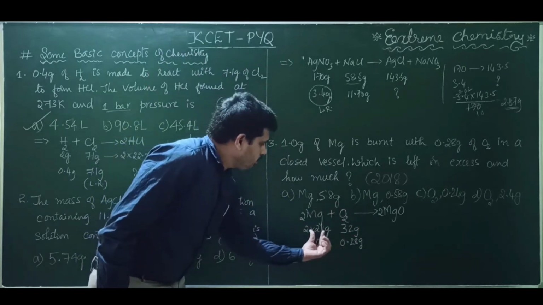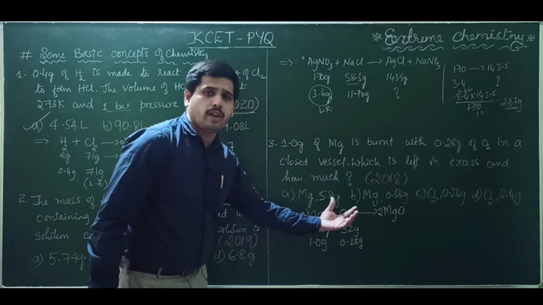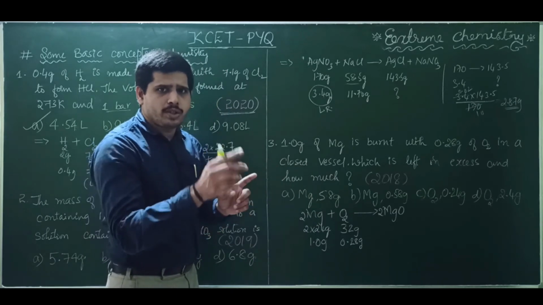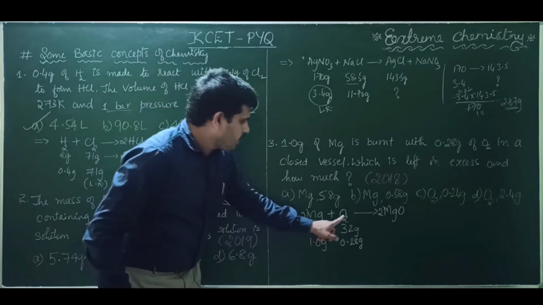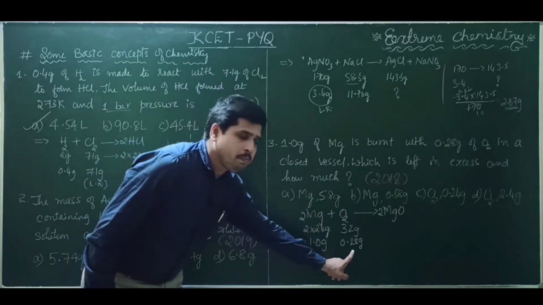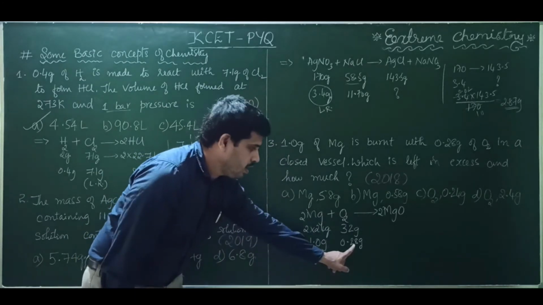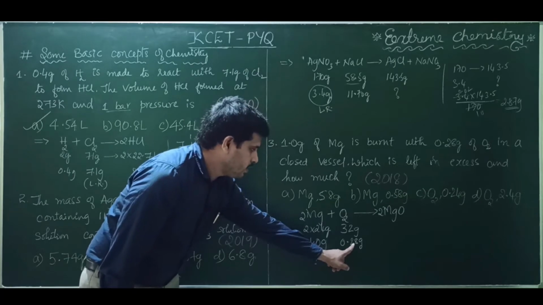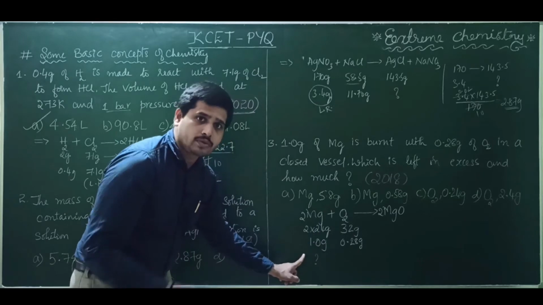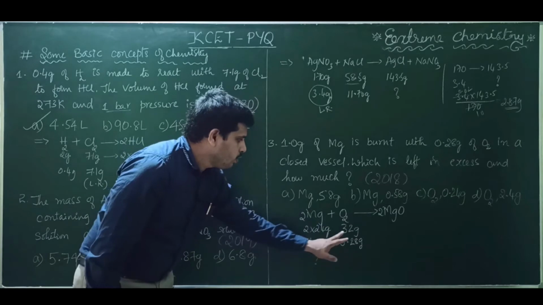Now you observe here 48 gram consumes 32 gram. So what is the ratio between magnesium and oxygen? 48 and 32 divided by 16, isn't it? 3:2, that is 1.5:1. So for every 1 gram of oxygen you require 1.5 gram of magnesium. So 0.28 gram requires how much magnesium then? Are you getting how to solve that? So you write 48 gram requires 32, 0.28 gram requires how much? Or without doing such calculation you can find it out.